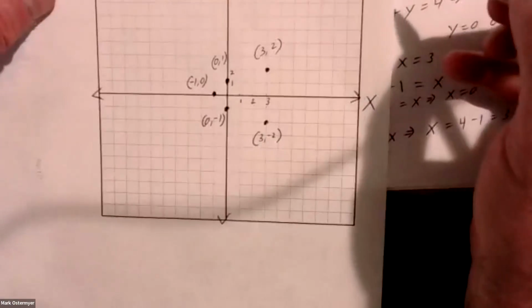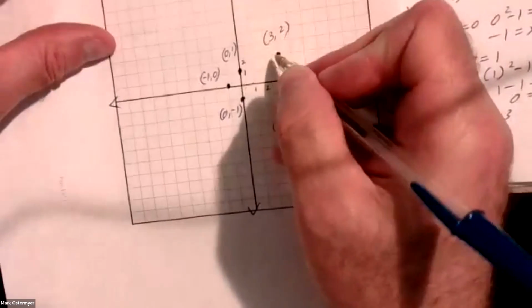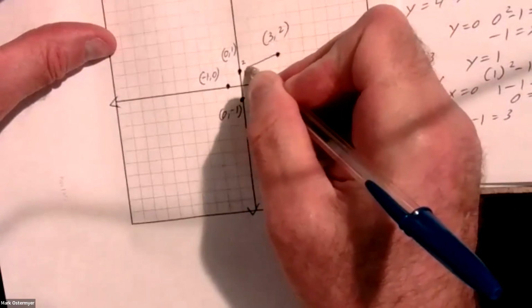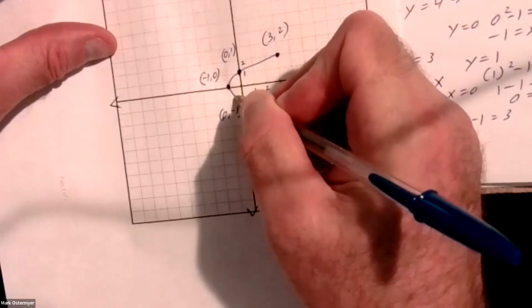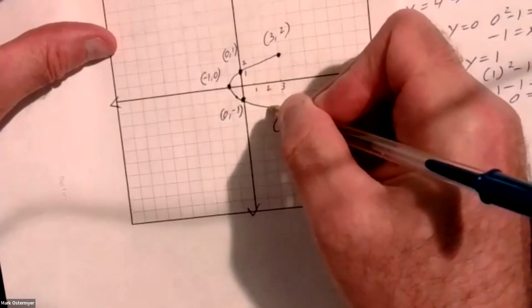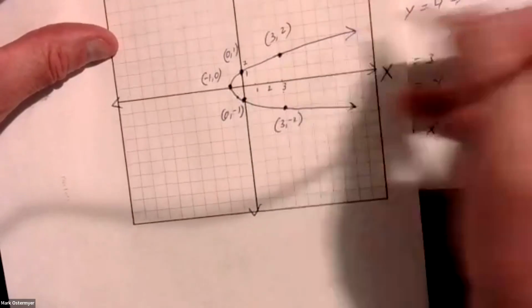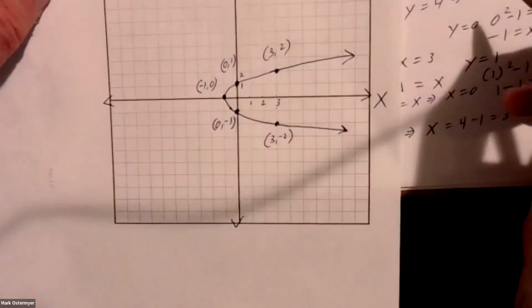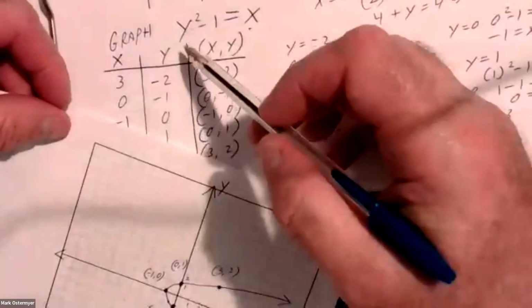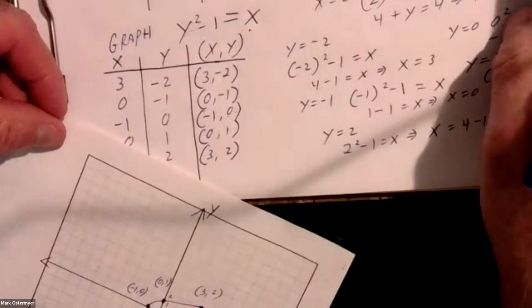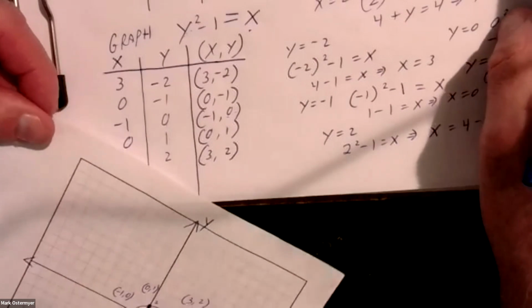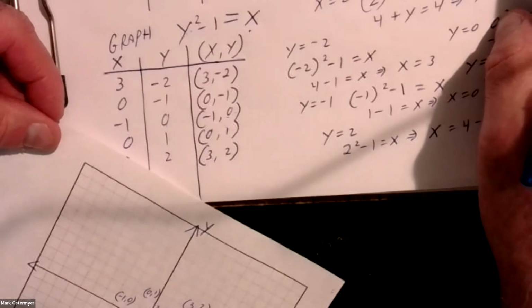And I think we plotted enough points to see what kind of graph this is going to generate. It's going to be a curve, kind of like a parabola that opens not upwards or downwards, but actually to the right. So that would be the graph of y² - 1 = x. Everybody see that? All right, so that would be the graph of that equation.